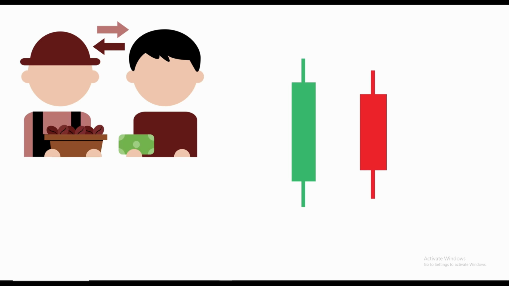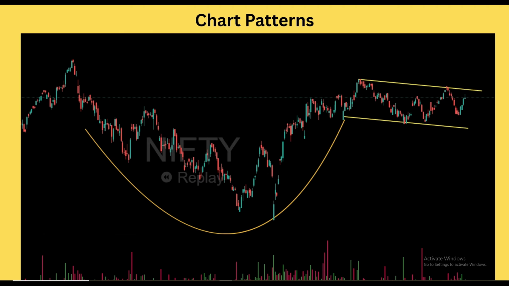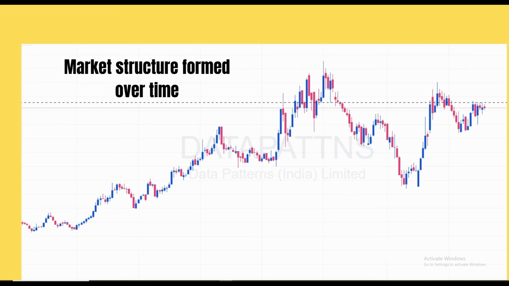A few days of this price war between buyers and sellers lead to the formation of candlestick patterns like bullish engulfing pattern, inside bars, morning stars, etc. After a few more days, it leads to formation of chart patterns like cup and handle, volatility contraction pattern, high tight flag, etc. As days pass on, the market, when zoomed out, would have formed a structure, and that structure tells the story of the stock or the market for the past few years or more.